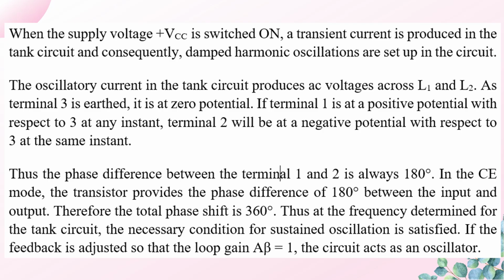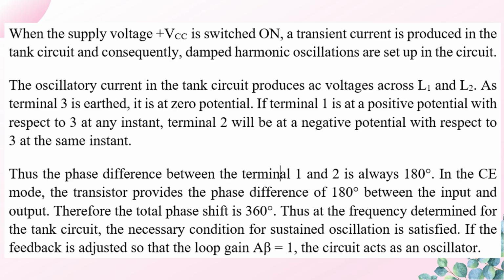As the terminal 3 is connected with ground, it is at zero potential. If the terminal 1 is at positive potential with respect to 3 at any time, then terminal 2 will be at a negative potential with respect to 3 at the same instant. Thus, the phase difference between the terminal 1 and 2 is always 180 degree.